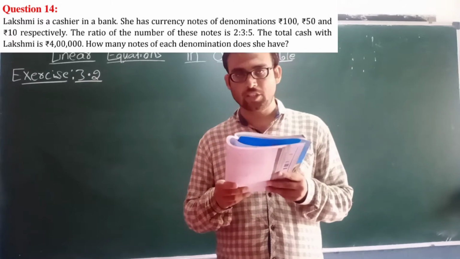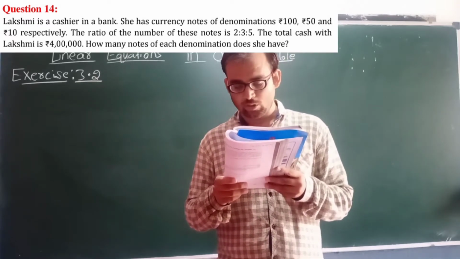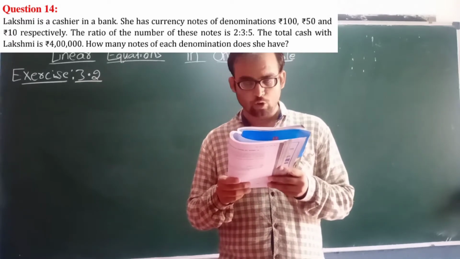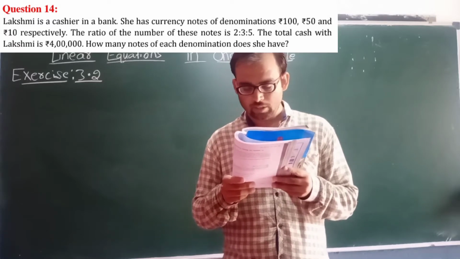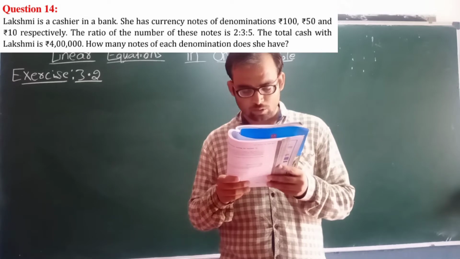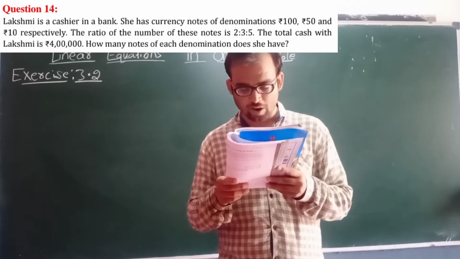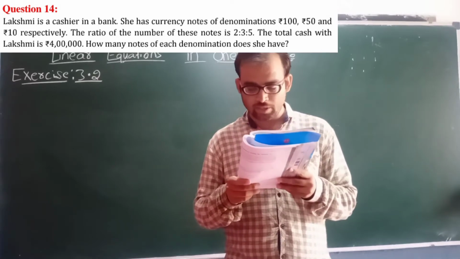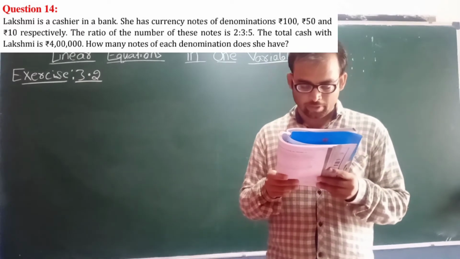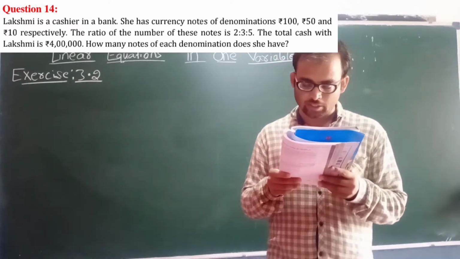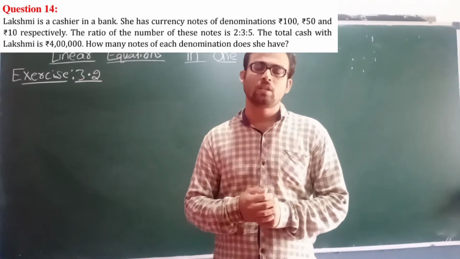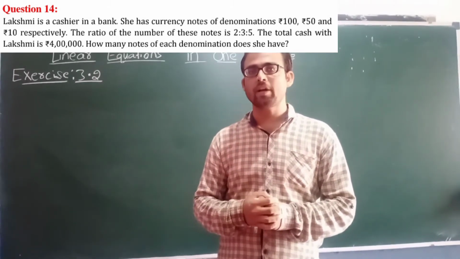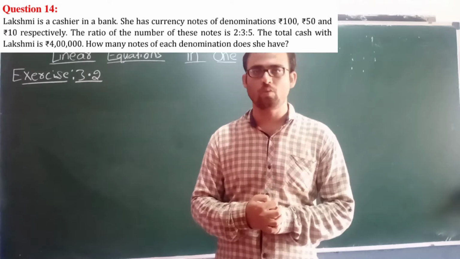Lakshmi is a cashier in a bank. She has currency notes of denominations rupees 100, rupees 50 and rupees 10 respectively. The ratio of number of these notes is 2:3:5. Total cash with Lakshmi is 4 lakh rupees. How many notes of each denomination does she have? Students, here what they have given means Lakshmi is a cashier in a bank and she is having 3 denominations of notes.